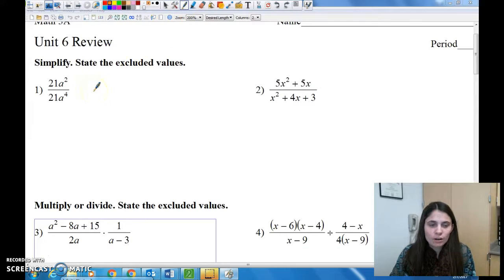Okay, so I'm just going to go ahead and go through each of the problems on your Unit 6 review, which is about rational expressions and rational equations and inequalities. So these first two problems, number 1 and 2, all it asks us to do is simplify.